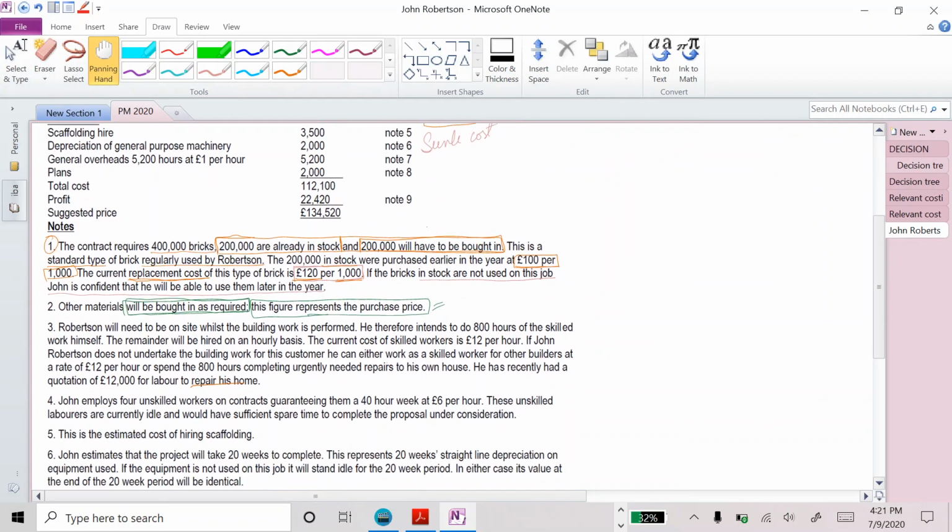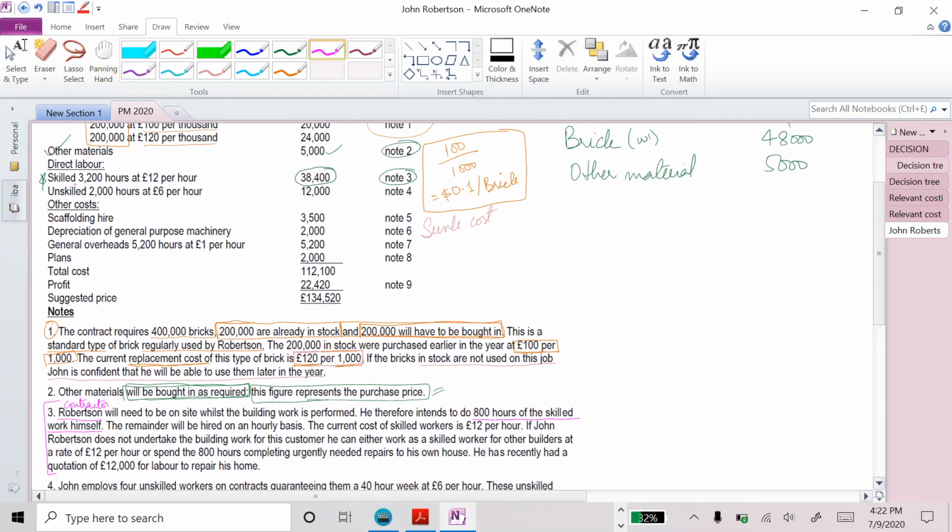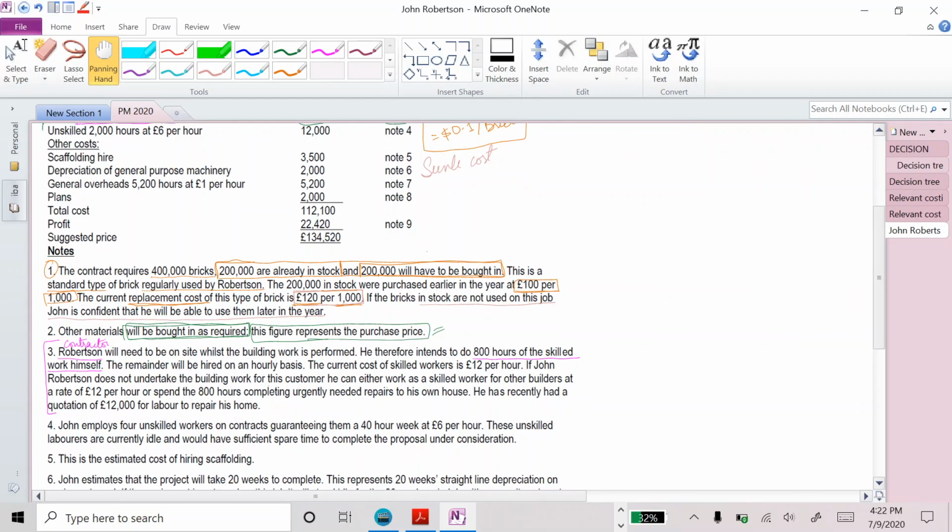Now this point is important. Robertson will need to be on site while the building work is performed. Robertson is the contractor, the person who is actually constructing the building. He therefore intends to do 800 hours of skilled work himself. Now, how many hours of skilled work do we need? We need 3,200 hours, right? So he is planning to do 800 hours himself. The remainder will be hired on an hourly basis.